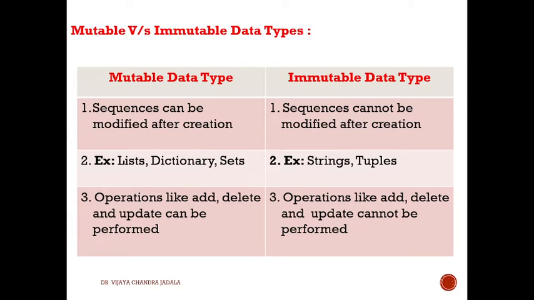So here the data types are broadly classified into two: one is mutable and another is immutable. Mutable data types can be modified, whereas immutable data types cannot be modified. So strings come under the immutable data types.